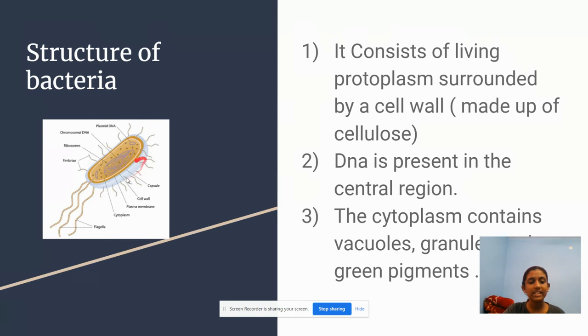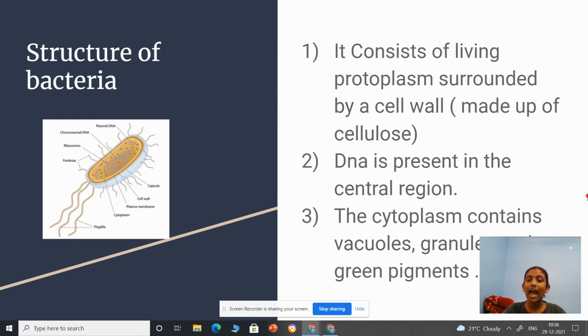Okay, so you can see this is a bacterial cell. The chromosomal DNA and the plasmid DNA float in the central region, but the main DNA floats in the central region here. It is the chromosome. Okay. Third point says this cytoplasm contains vacuoles, granules, and green pigment. So the cytoplasm, which contains other organelles, also contains vacuoles, granules, and the green pigment. What are vacuoles? Vacuoles are nothing but we can say they contain water, which store the water and other waste products in them.